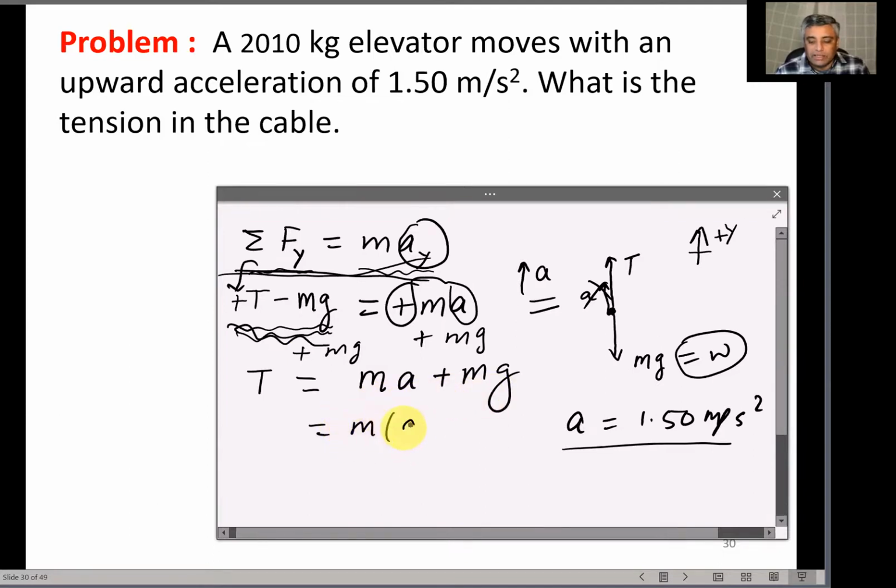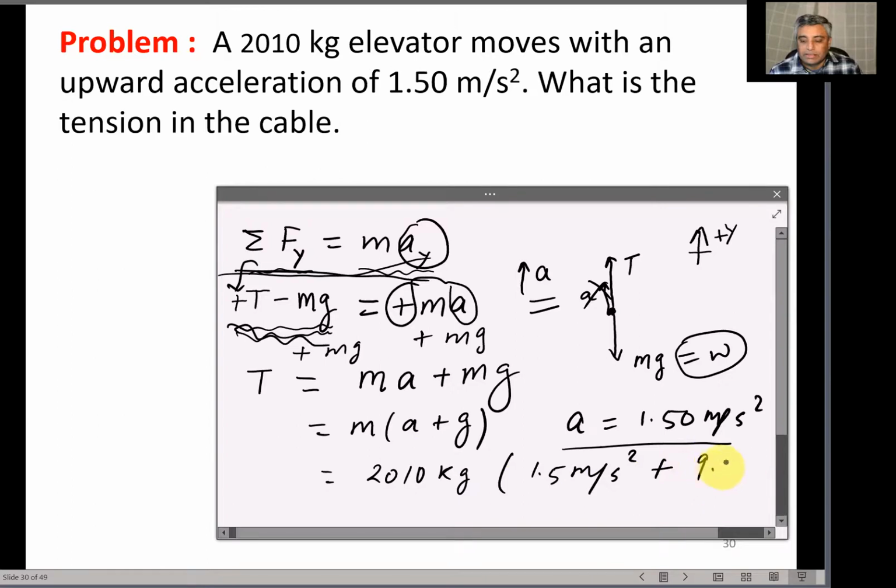Now, there is mass on both terms. If you like, you can factor it out. You don't have to, but it's a good practice. So g we know, right? So this is 2010 kilogram times a, which is 1.5 meter per second squared, plus g, which is 9.8 meter per second squared.